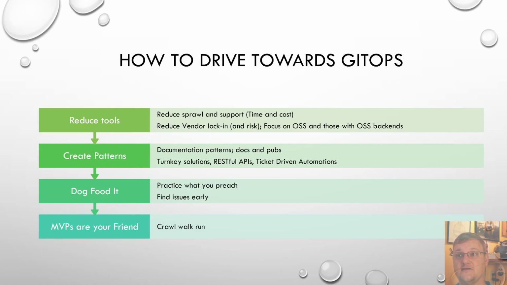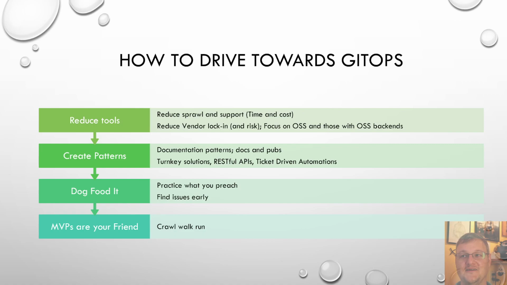Create patterns. As you start to roll this out to teams, use documentation patterns. I had a great architect at TurboTax who taught me the idea of docs versus pubs, where docs are internal facing documentation, markdown files for your own team, and publications are external facing documentation for everybody. Start to build turnkey solutions, things that people can just hit a button and get an example. Use RESTful APIs for launching. And I like to move towards ticket-driven automation. We can see that in last year's Open Source North talk I did, a speaker series, showing a case of using support tickets in Azure Work Items to drive automations.